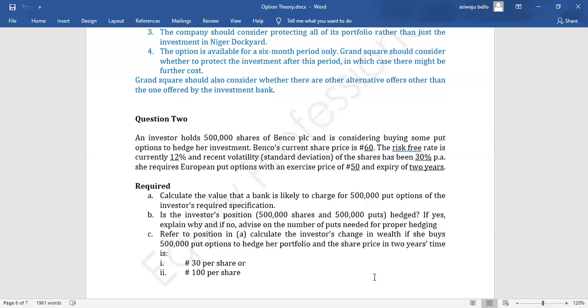Now let me explain this aspect. The investor has 500,000 shares in a company. To protect herself, she purchased 500,000 put options. She is looking at it that a put option should equal 1 share. One put option should be sufficient to protect 1 share. That is our own belief. But that belief is wrong. One may not be equal to 1. At times, you might require more than one put option to protect one share.